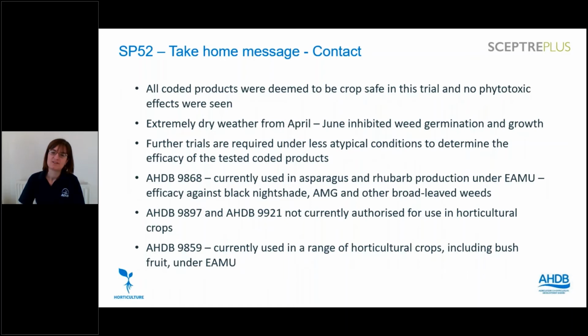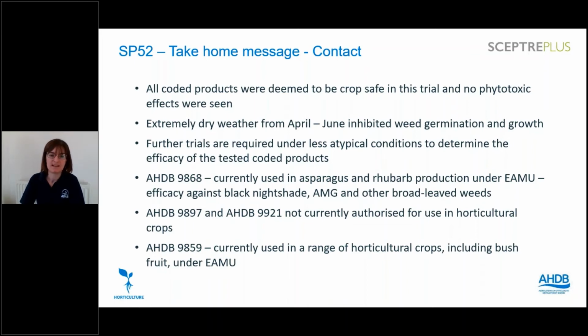So in terms of some take-home messages and what we can learn from the contact trial, to reiterate, they all seem to be crop safe in this trial and no phytotoxic effects were seen, but you have to bear in mind that it was extremely dry from April to June, so this did have an effect on the weed germination. So really it would be better to have another look, if we could, at these products under less atypical conditions. So, you know, can't always base your results just on that 1 year. It's good to have a look at another year when the conditions are maybe slightly different, just to look at the efficacy of those tested products under different years.